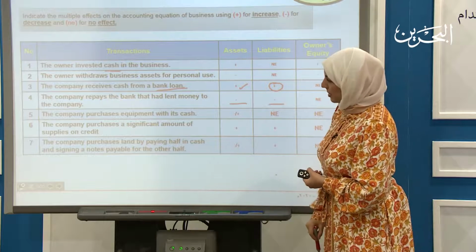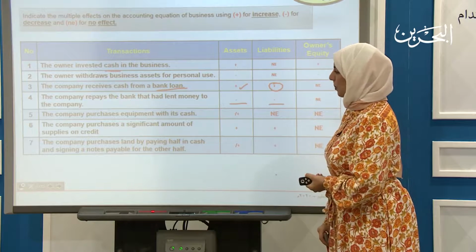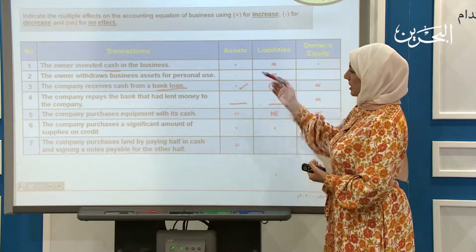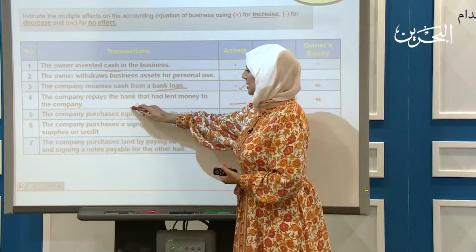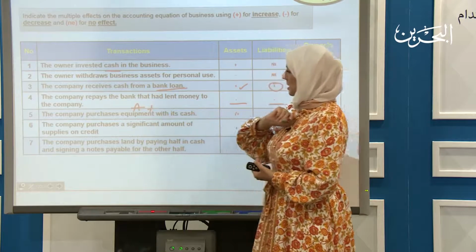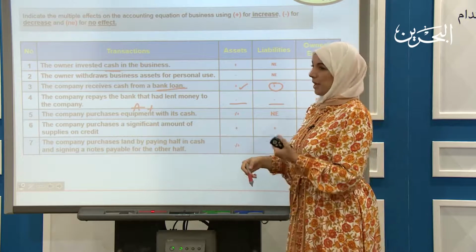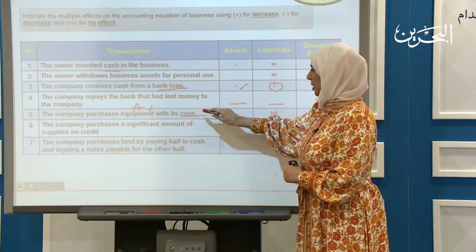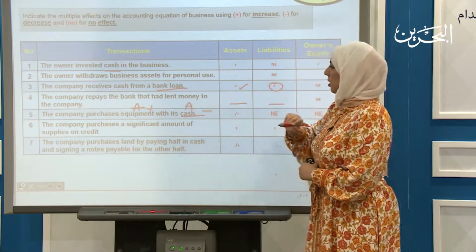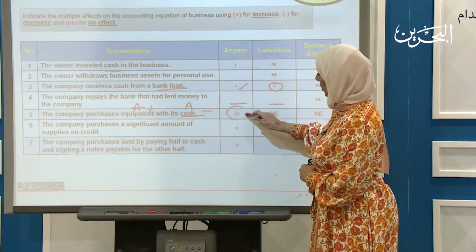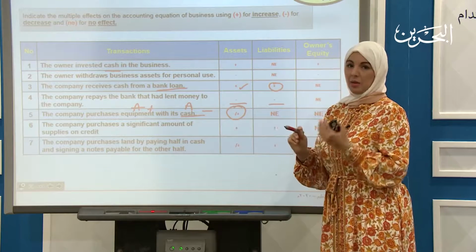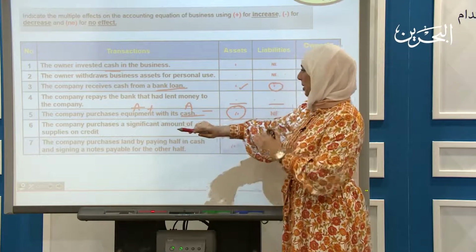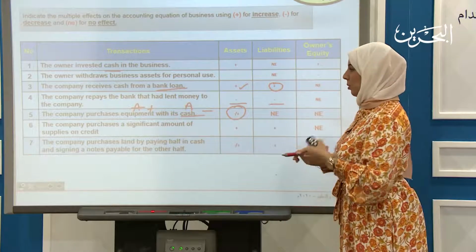Moving to the fifth transaction, the company purchases equipment with its cash. If I purchase equipment, the equipment will increase, and I know that the equipment is an asset, so this asset will increase. And I pay cash for it, so the cash will decrease, and I know cash is also an asset. So both effects will be on the asset side. One increases when I buy the equipment, and the other decreases when I pay the cash.